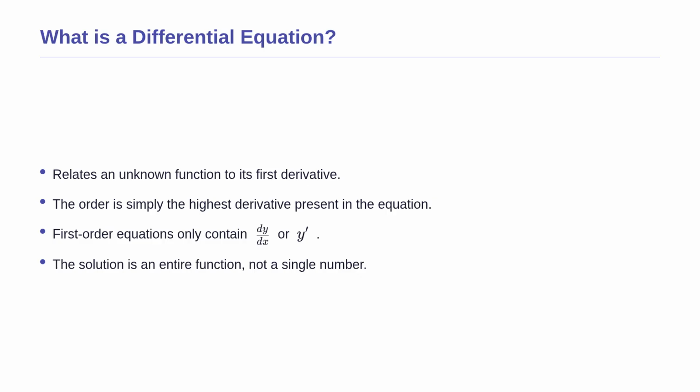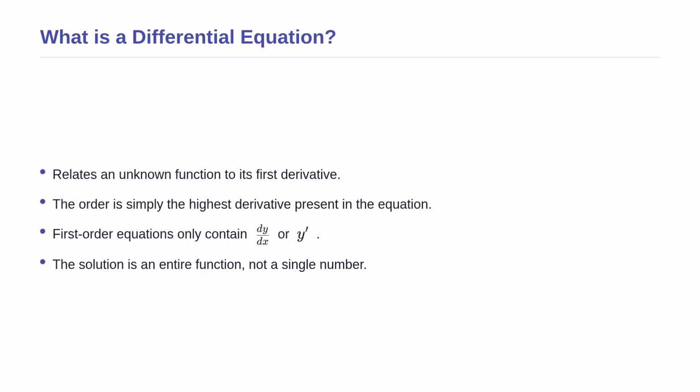Now that we understand the basic idea, let us look at the formal mathematical definition. Why does this concept matter? Because in the real world, we rarely know the exact amount of something at all times, but we often know how fast it is changing.